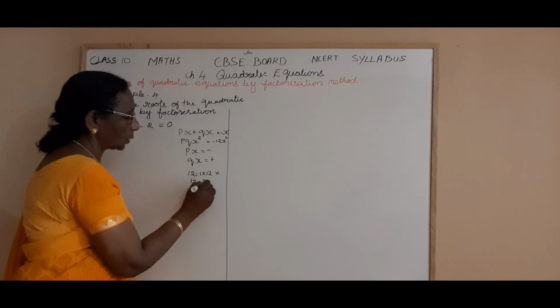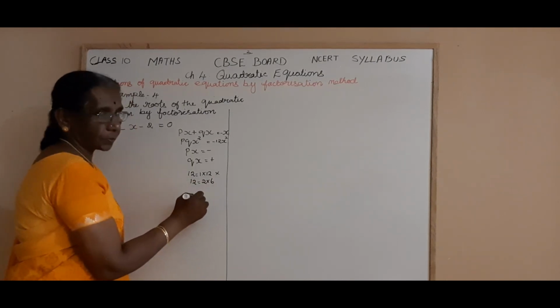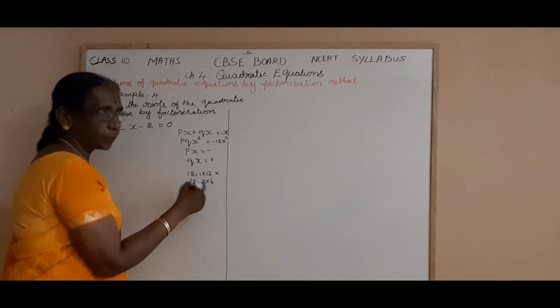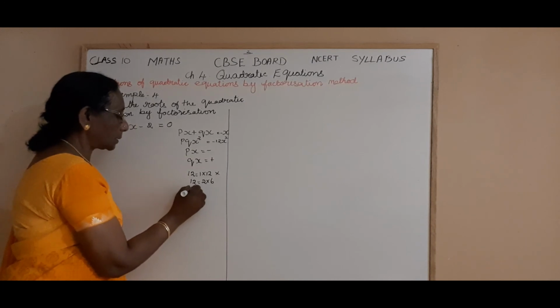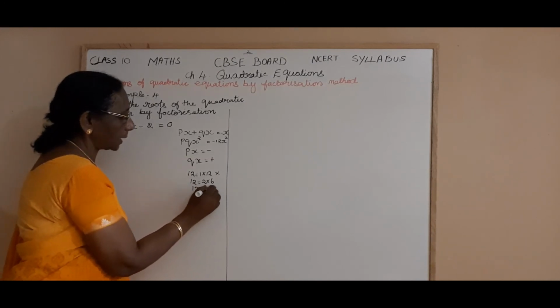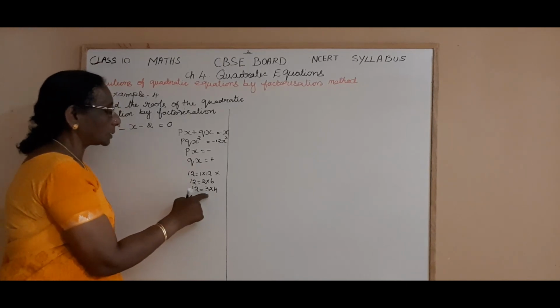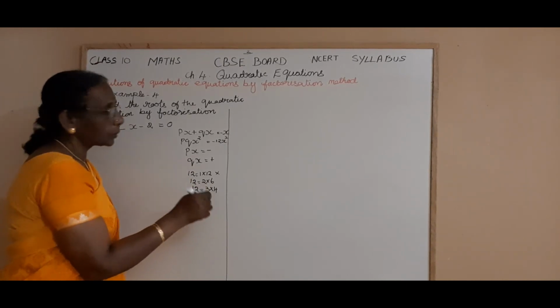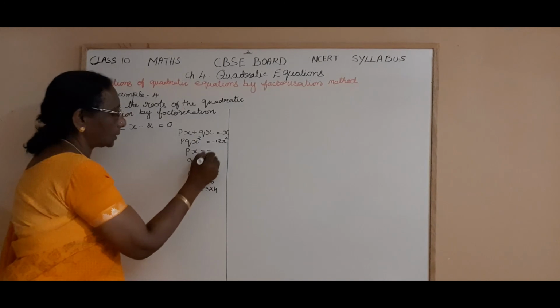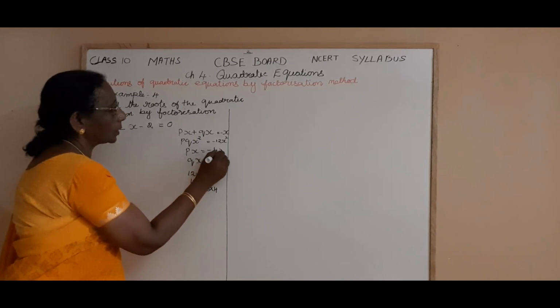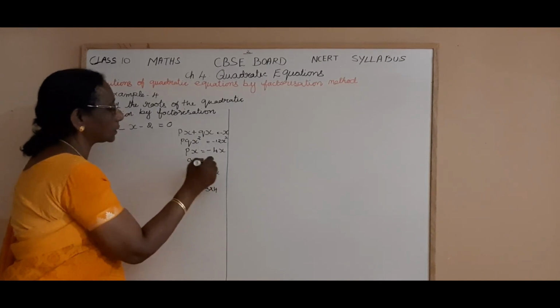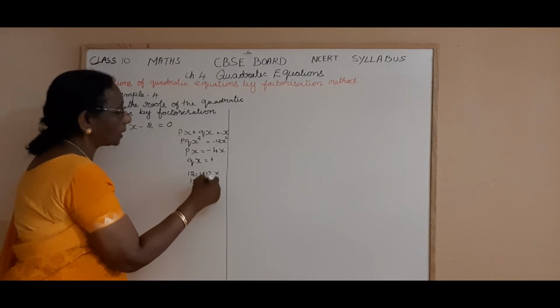2 is a factor. 2 6s are 12. So 6 minus 2, 4, we don't want. Next 3 is a factor. 3 4s are 12. Okay. Now 4 minus 3 is 1. So the big number is what? 4x. And the small part is what? 3x.